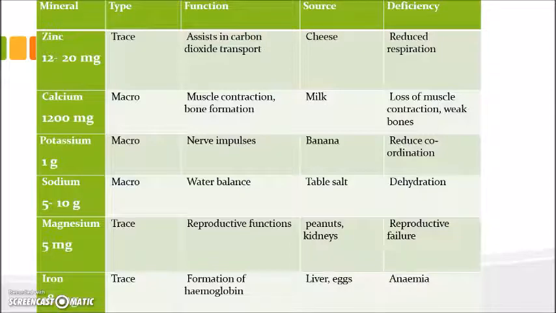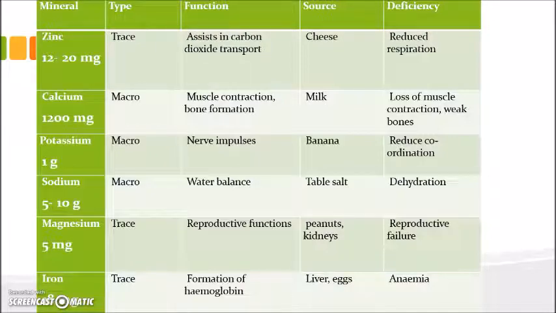Then we go to the trace minerals. So we've got zinc, 12 to 20 milligrams a day, which assists in carbon dioxide transport. You find it in cheese and the deficiency is reduced respiration. Oh, sorry, not 12 to 20 grams, milligrams. Magnesium, 5 milligrams a day. Really important role in the reproductive functions. Found in peanuts and kidneys, and deficiency is reproductive failure.